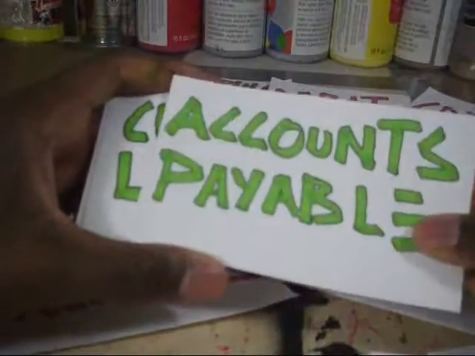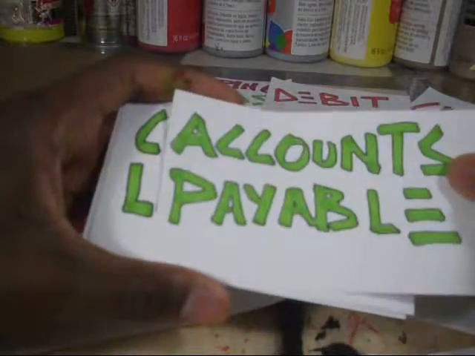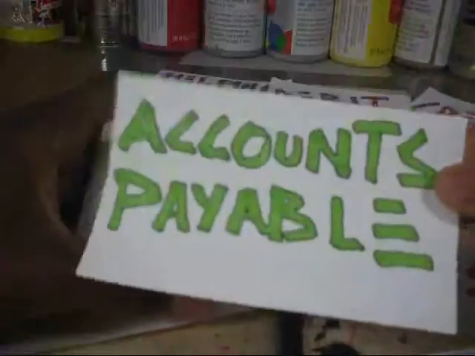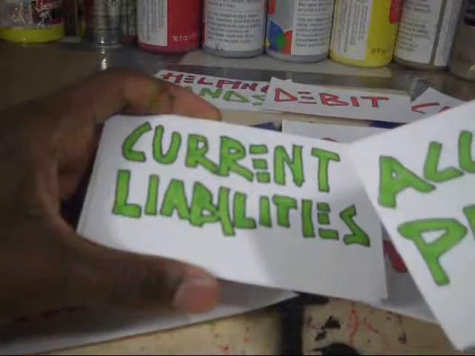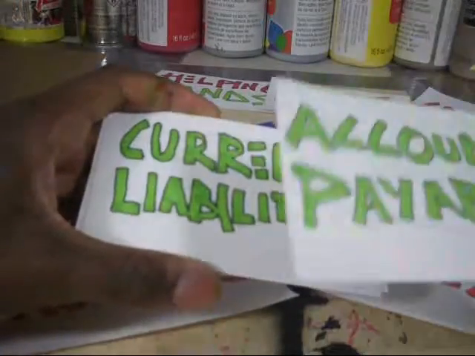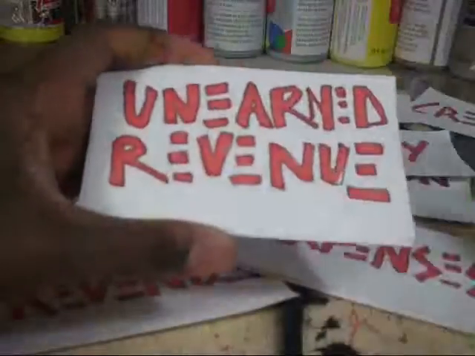Accounts payable, same thing. I went over an example with assets. But, again, if we owe more, it's a liability. It's increasing. We're going to be crediting. Current liabilities, same drill. Unearned revenue.